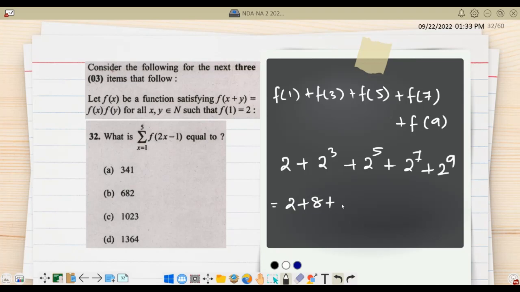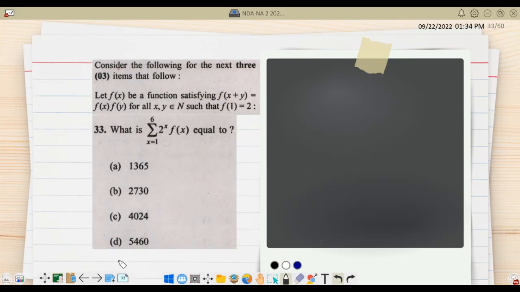So 2 plus 8 plus 32 and 2 power 7 is 128 plus 2 power 9 is 512. So adding all this, we get 10, 42, this is 170, this is 682, right? So we get 682. Option B is your answer.